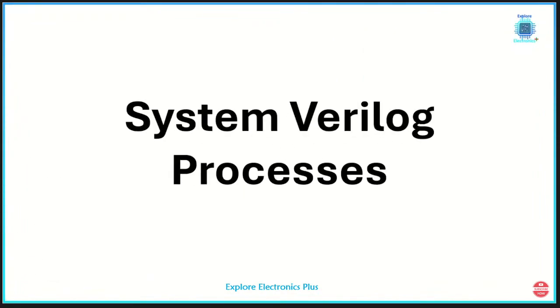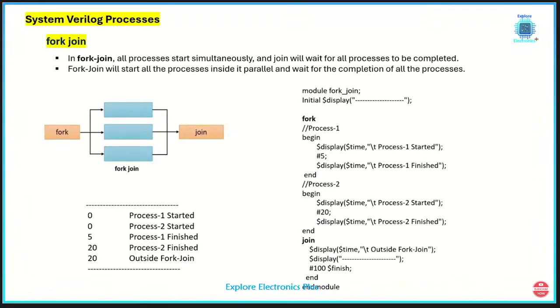Then we have SystemVerilog processes. We can control the different processes running in SystemVerilog through begin end block and also using fork and join. Fork and join is a very important feature. If you want to trigger all the processes running simultaneously, then we can use fork join. In fork join, all processes start simultaneously and it will wait for all the processes to get completed to come out of the block.